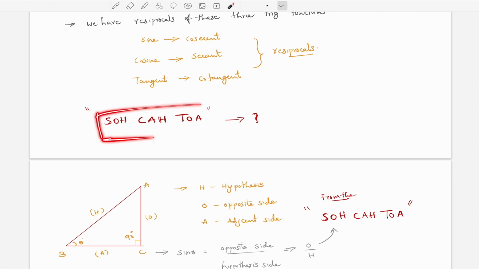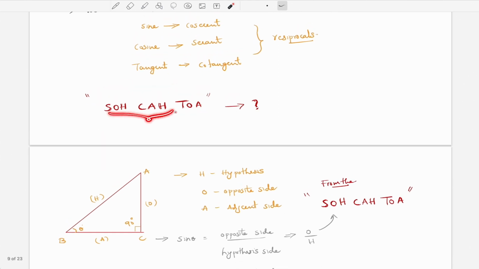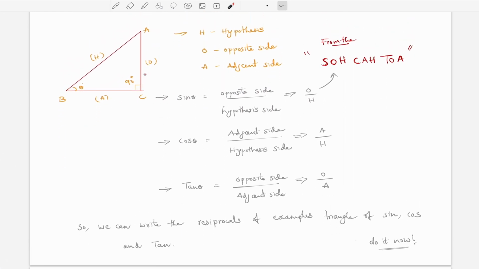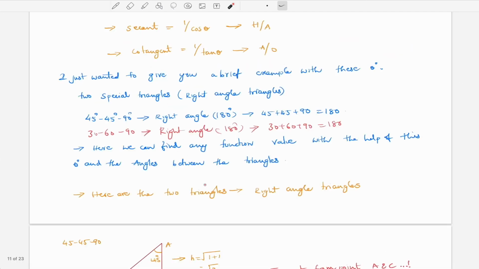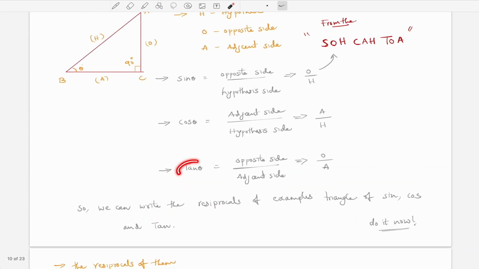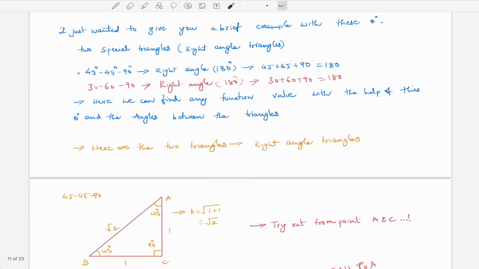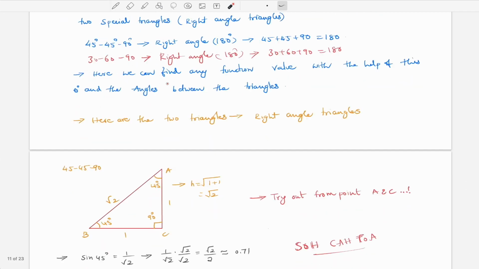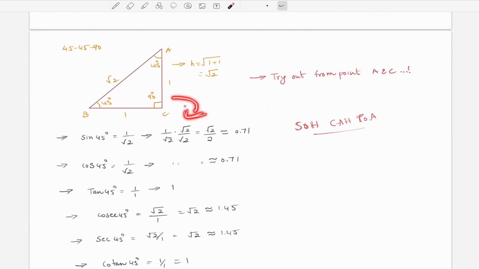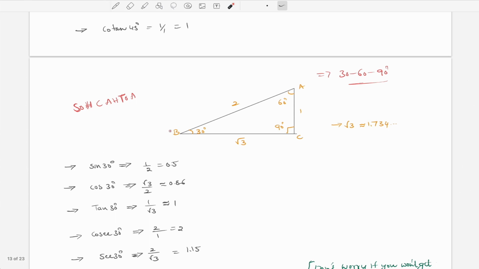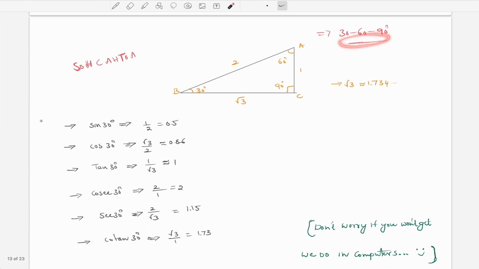So I have explained what SOH CAH TOA is and how we find the sine, cos, and tan values from that. We have taken two examples here. First of all, we took a triangle and found the values of sine theta, cos theta and tan theta, and after that we found the reciprocals of them. Then we have two special triangles: the 45 45 90 triangle, and the 30 60 90 triangle. I gave the two examples over here, and we found all the values.